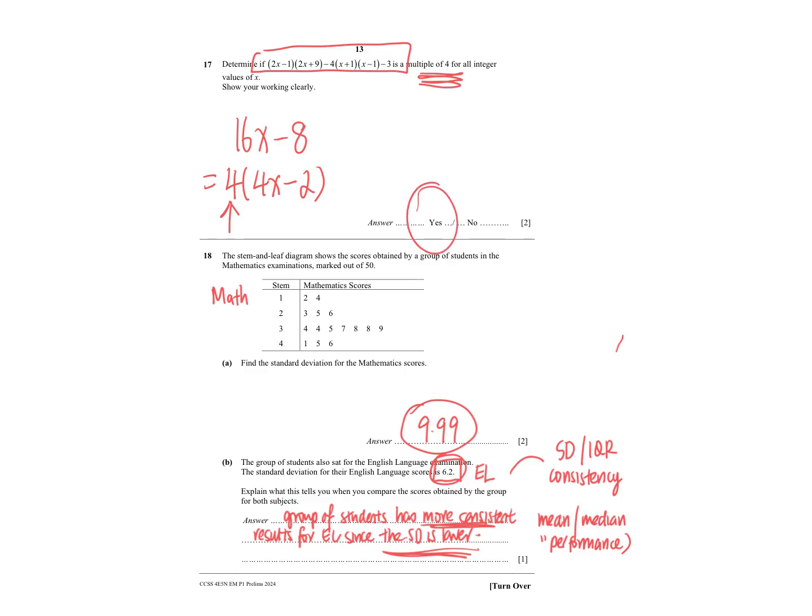So go and expand everything out, you will end up getting this. Then you factorize the 4 out because they say multiple of 4. If you cannot factorize 4 out, it means it's not a multiple of 4. Okay? So that is it.